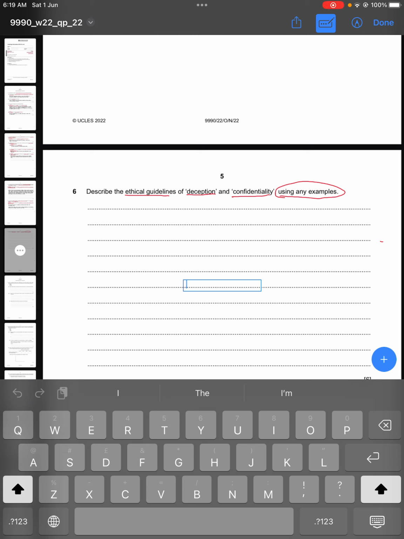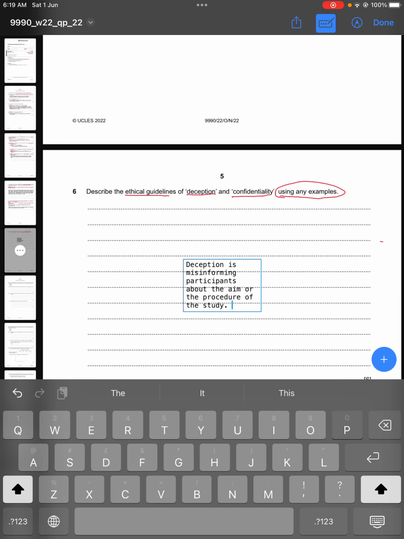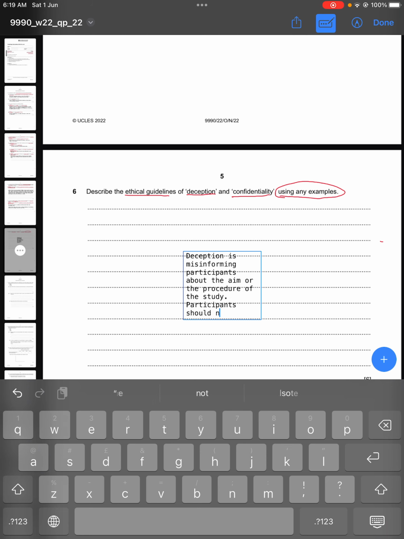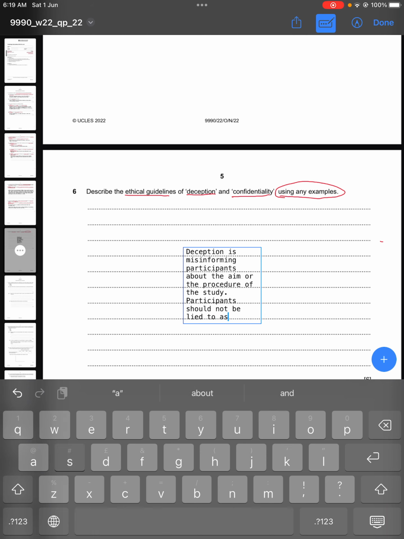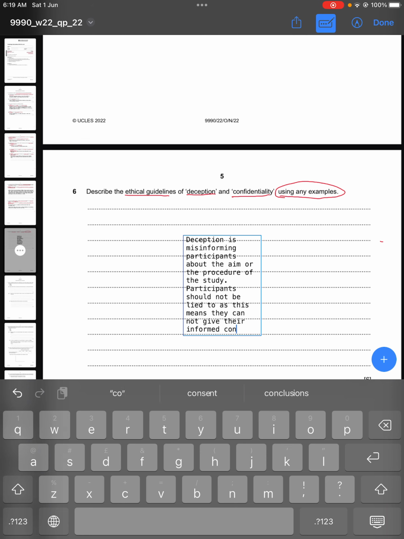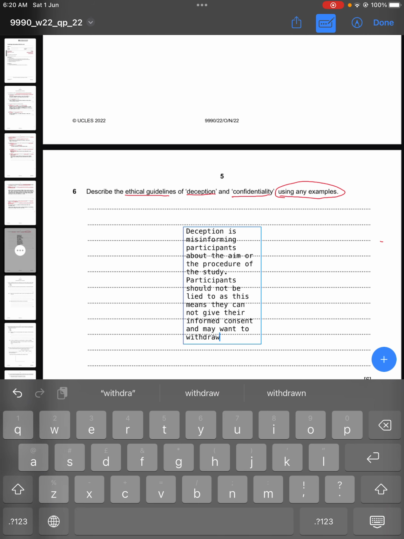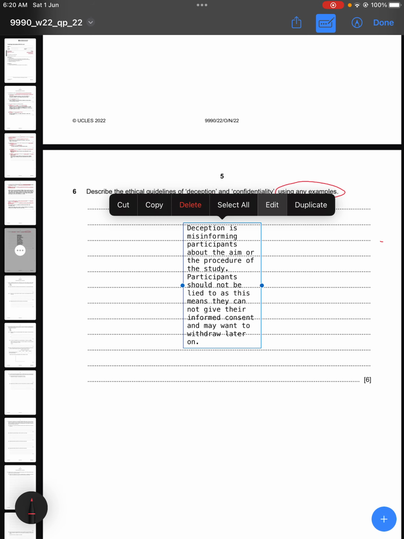So over here we can write that deception is misinforming participants about the aim or the procedure of the study, and participants should not be lied to, as this means they cannot give their informed consent and may want to withdraw later on. And then for this you can write an example, right?